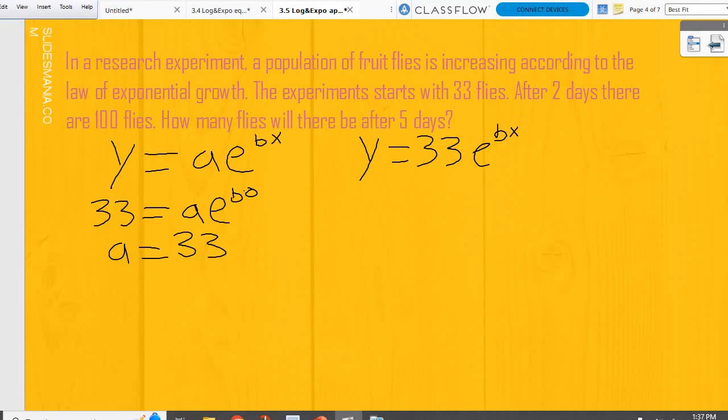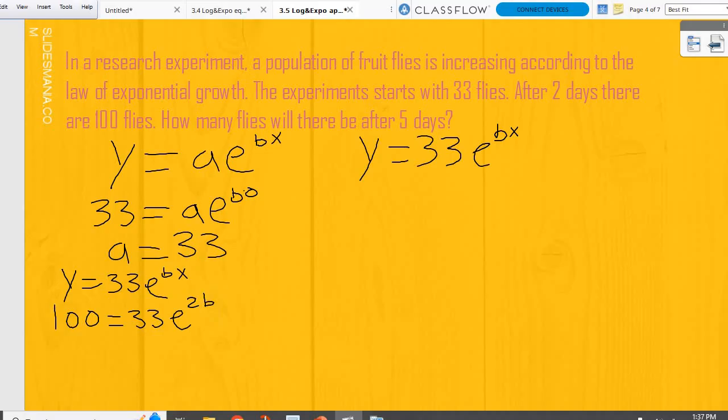And again, I need to find the b so that I can plug in 5. Do they give us any other information? After 2 days, there was 100. Okay, so what do I want to plug in where? b times 2. And then I want to set it equal to 100.